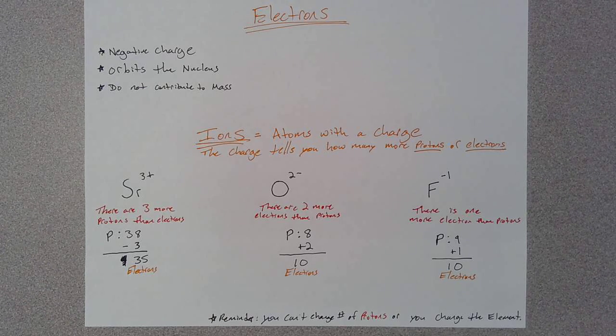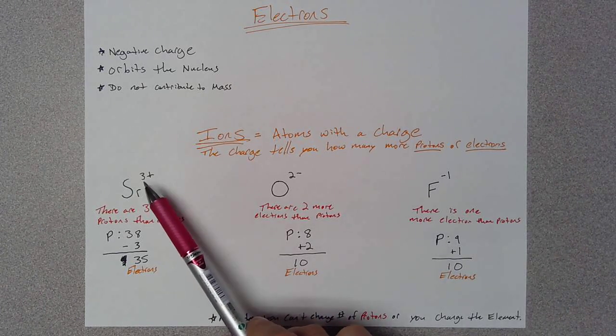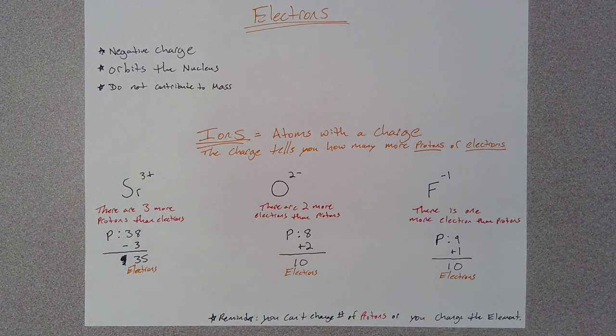Now, if you see that positive or negative, you have to be really careful, because you have to remember that if you change the number of protons, you're changing the element. A common mistake that people will make is that 3 plus, they will add to the protons. And that is not correct. You cannot change the number of protons without changing what element you're working with. Okay, so be wary of that mistake. Don't make that mistake, okay?